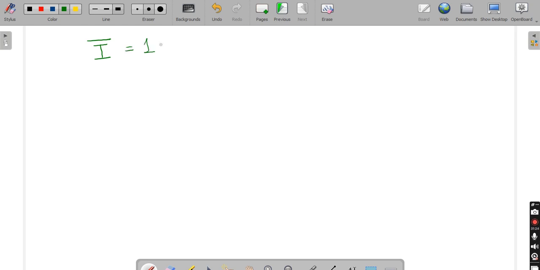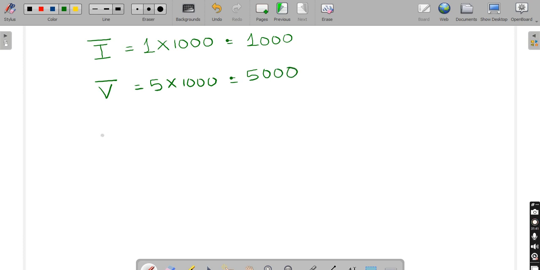A bar means always, whenever a bar is added, it means multiplying by 1000. Whatever the number is, I will multiply it by 1000, and then the answer will be 1000. Similarly, suppose I put a V bar here. V we already know is 5, and I will multiply by 1000. Whatever is written, I will multiply by 1000 to get the answer. So it is 5000.